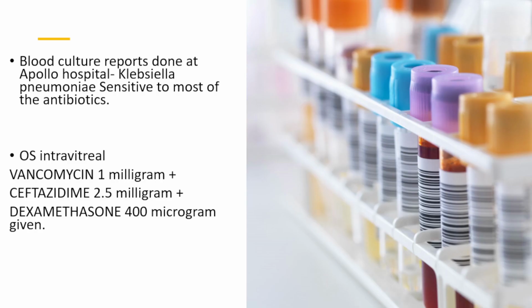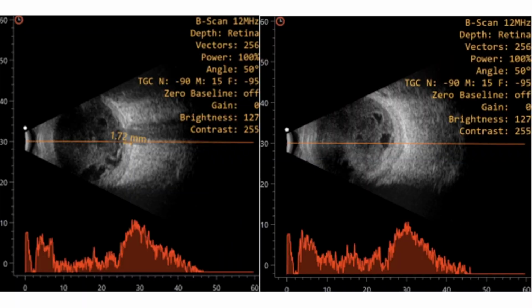So the blood cultures were suggestive of Klebsiella pneumoniae, and it was sensitive to almost all the antibiotics. So patient was advised intravitreal vancomycin with ceftazidime and dexamethasone. After the first injection, the ultrasound was repeated. The vitreous cavity showed plenty of dot and clump echoes, slightly reduced compared to the previous scan. The membranous echoes were not noted. Retinochoroidal thickening was noted on the scan with PPCT of 1.72 millimeters.